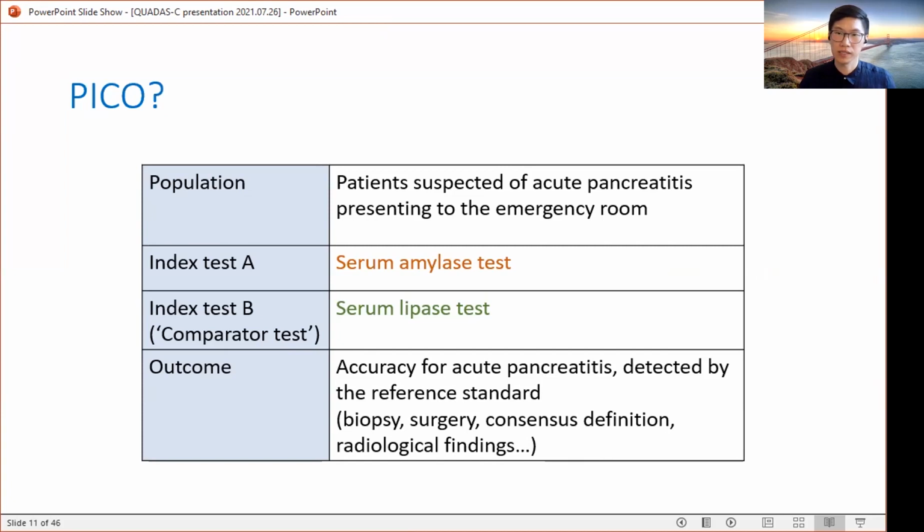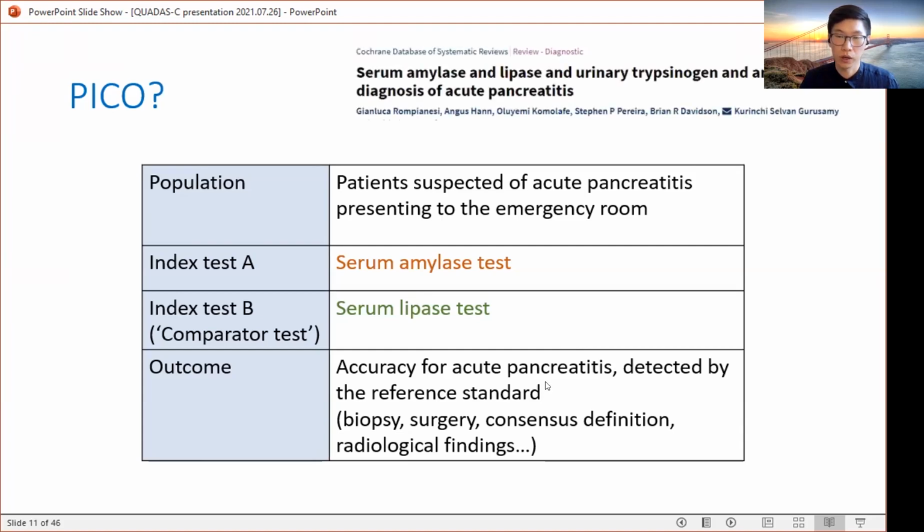The reference standard is here a means to determine which people have the target condition and which people don't. But the comparator here is actually lipase. This is, by the way, a clinical question addressed in a Cochrane DTA systematic review by Rompianesi and colleagues.